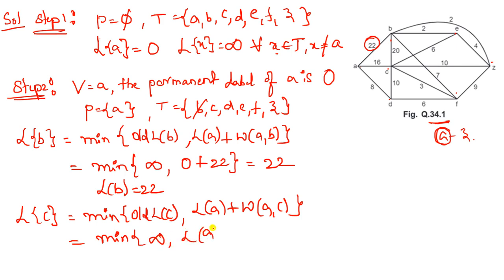If there is no edge between, sorry, L of A is what? 0, plus check whether weight is existing between A to C. Yes, A to C there is an edge and the value is 16. So 0 plus 16 is equal to what? 16. So in this particular step what we got? L of C is equal to 16.